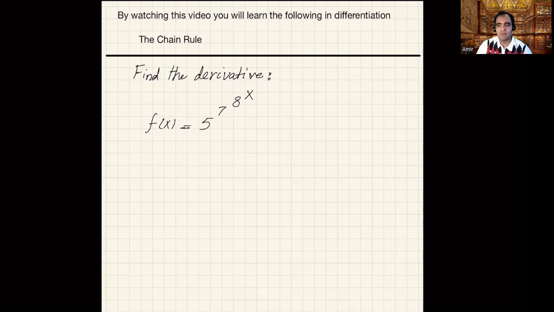Hussein is not with me today because he was sick, but he sent me this problem about the chain rule in derivatives to show you how to solve that. So here, if you can see, we have a function f of x equals 5 to the power of 7 to the power of 8 to the power of x. So this problem, we need to use a nested chain rule, or chain rule twice, to solve it. I'll show you how to solve that.